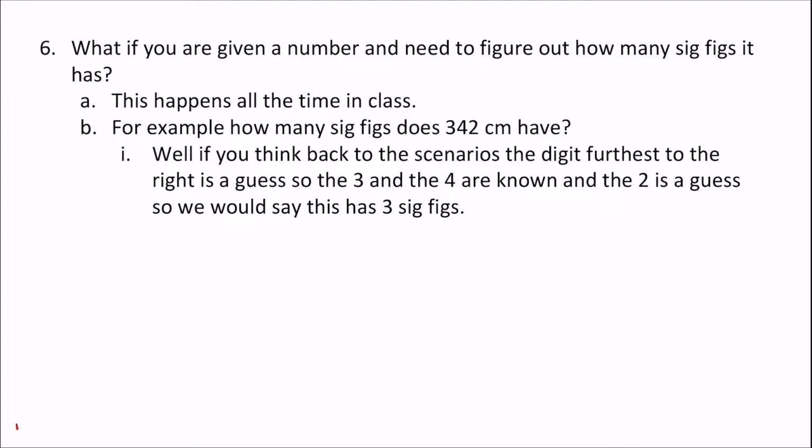Well, if you think back to the scenarios, the digit furthest to the right is our guess. So the 3 and the 4 are known, so I'll give them check marks. And the 2 is a guess, so we would say this has 3 sig figs. 1, 2, 3, the guess counts as a sig fig as well. So 342 has 3 sig figs.